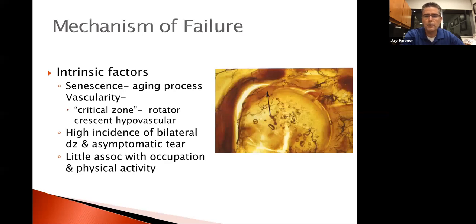So why do people get cuff tears? It's usually a combination of intrinsic and extrinsic factors. The intrinsic factor theories are more popular these days. Basically, this relates to senescence or aging of the tendon. If you look in the rotator crescent, there's a critical zone of hypovascularity that predisposes to degeneration as we age. Further evidence suggesting intrinsic factors includes the high incidence of bilateral disease and asymptomatic tears, and the poor association with occupation and physical activity for the development of these tears.